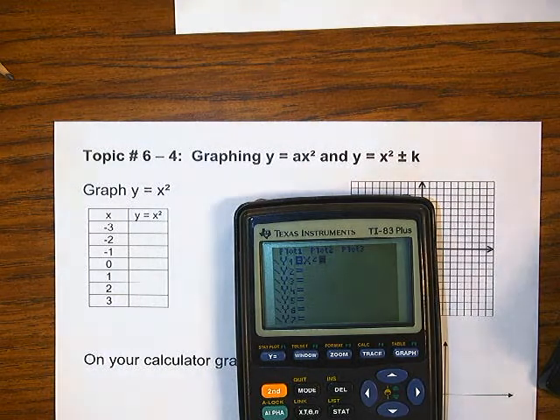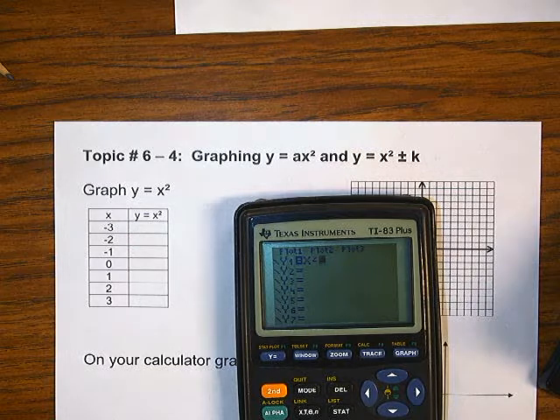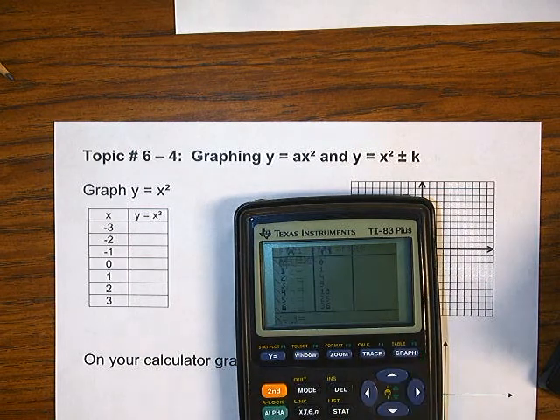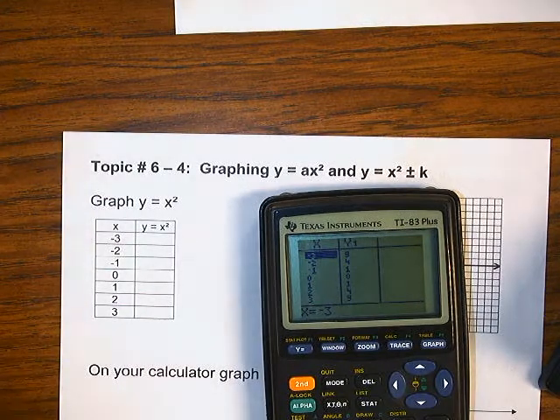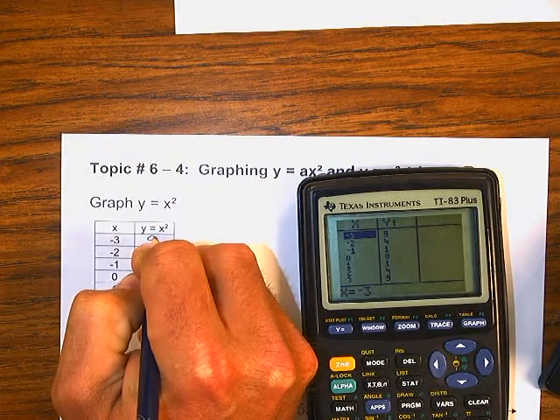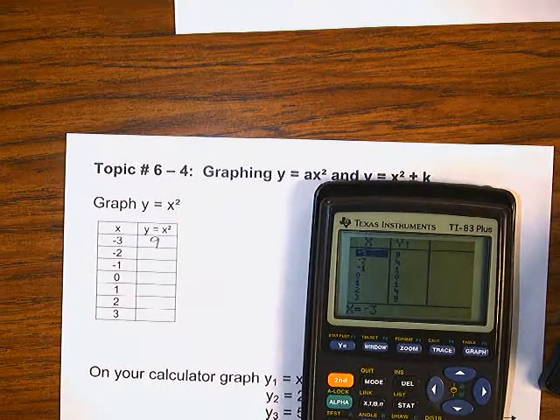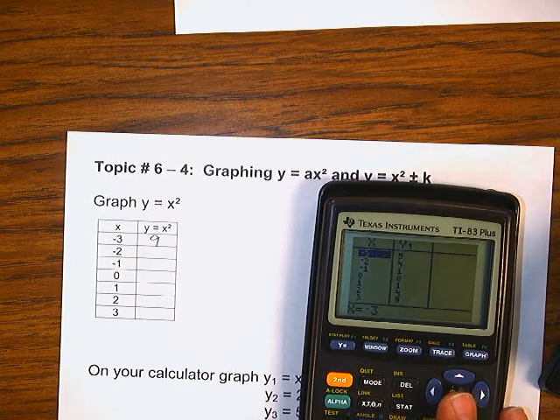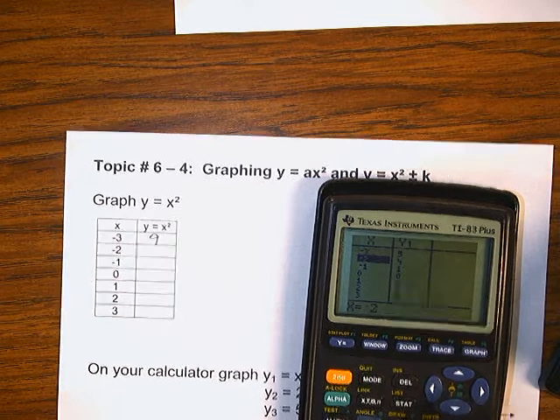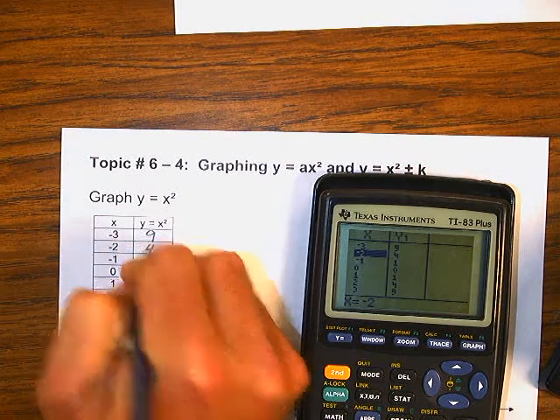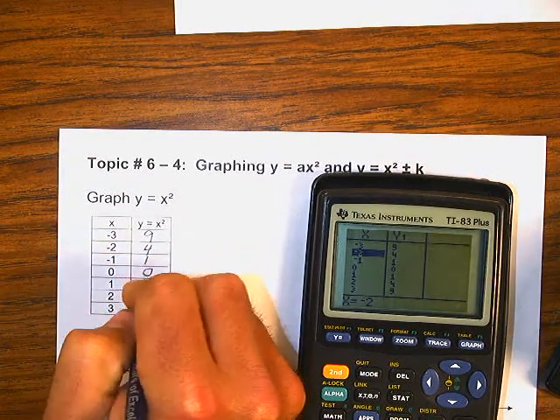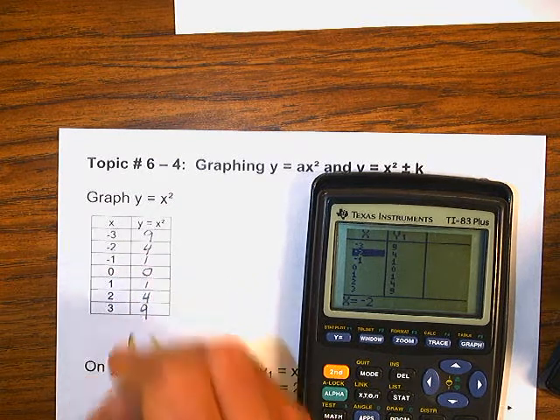If you look at the table, the first thing I want you to do is put y equals x squared in y sub 1 and go to the table. Now we go to -3 where x is -3. What's our y? 9. When x equals -2, what's y? 4. When x equals -1, 1. When x equals 0, 0. Then 1, 4, 9.